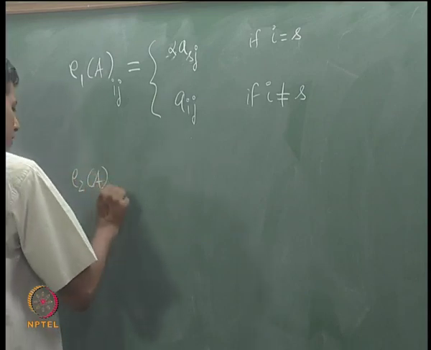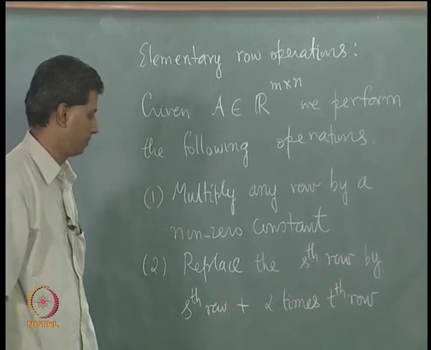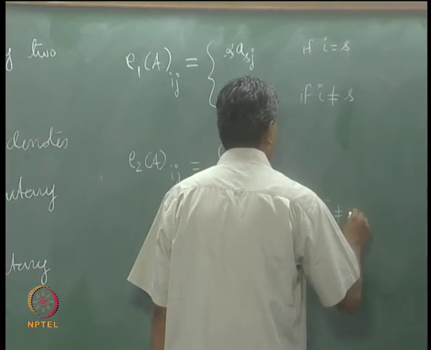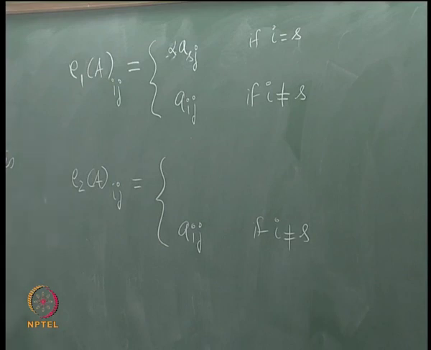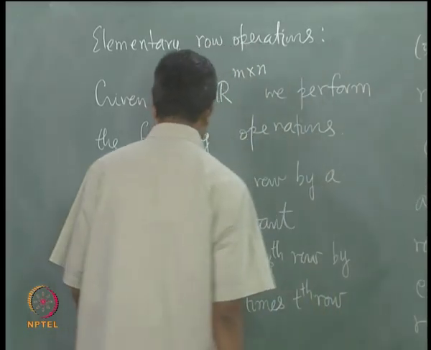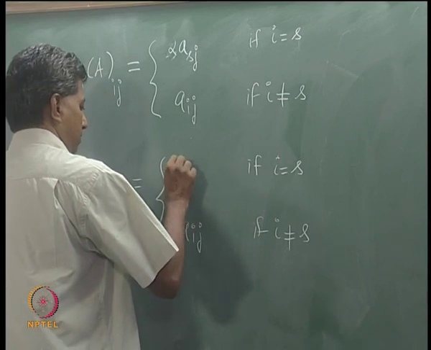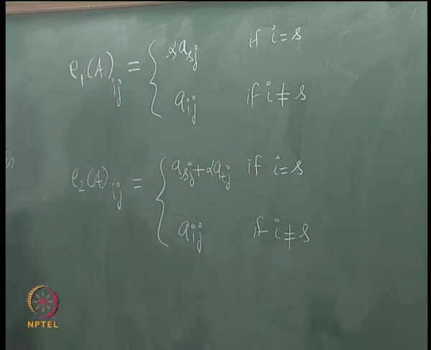Can we write down E2 of A similarly? (E2A)ij: replace the Sth row by the Sth row plus alpha times the Tth row. If i is not equal to S, then there is no change, so it is Aij as before, the entries of A corresponding to the rows except the Sth row. For the Sth row, if i is equal to S, the Sth row has been replaced by the Sth row plus alpha times the Tth row. It is Asj plus alpha Atj. So this describes the second operation completely.